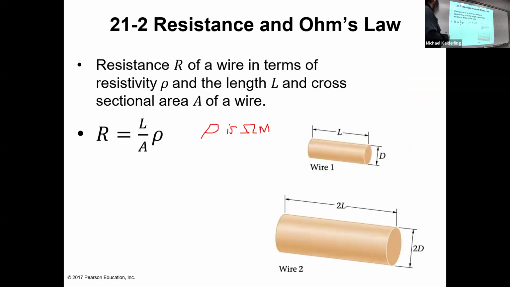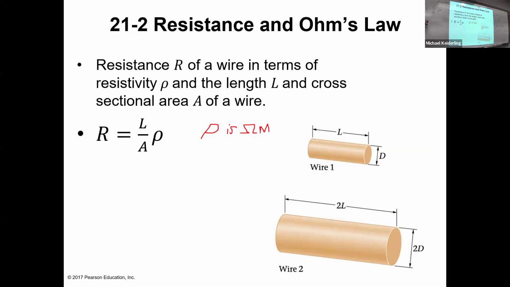So the resistance of a wire, in terms of the resistivity rho: you want to work out what the resistance of a wire is. Resistance is the length of the wire over the cross-sectional area of the wire times the resistivity. And the units of resistivity are ohm meters.